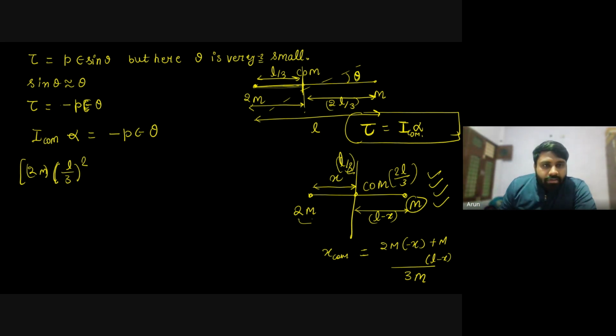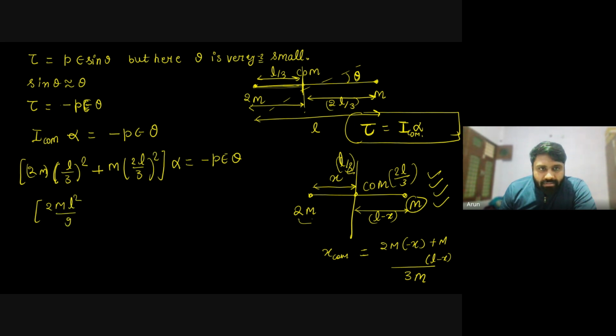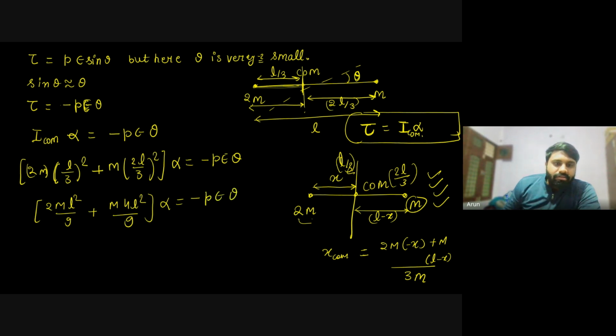Okay, now plus what is the moment of inertia of this mass particle? Mass multiplied by the distance between them, which is (2L by 3) whole square, into alpha equals minus pE theta. You will calculate it as 2m into L square by 9 plus m into 4L square by 9, into alpha equals minus pE theta. Now this is 2mL square by 9, this is 4mL square by 9, so 2 plus 4 becomes 6mL square by 9, into alpha equals minus pE theta.